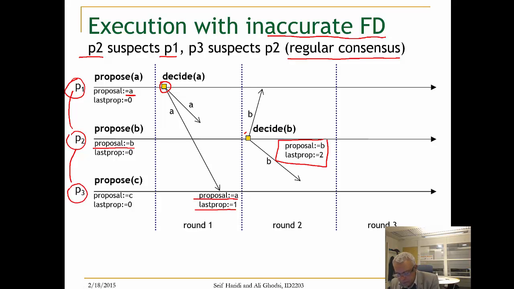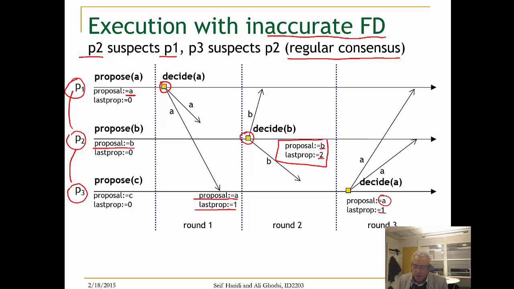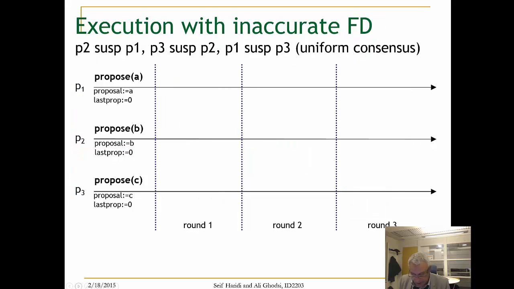Now P2, of course, didn't care about the value of P1. He just proposed his own value and said, okay, my value is B, and I propose it as a second processor, so my proposal number is 2. And he also decides on B. So here is a situation where we have a decision on A here and a decision on B. Now, let's continue. What happens here is that P3 suspects P2, so he moves to round 3 and takes the latest proposal he adopted, which is A, and he decides on A. So we can see here we violated consensus. We violated agreement. That is in the case of regular consensus.